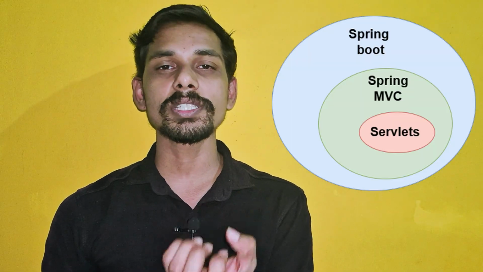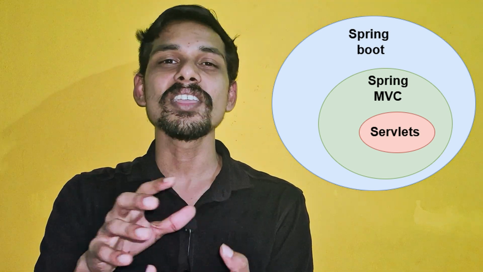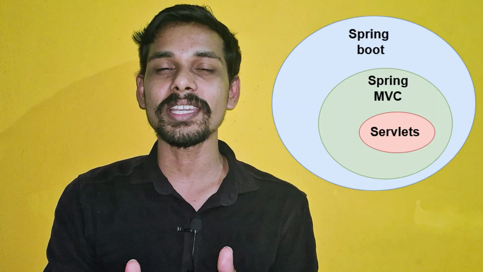I will give you a simple overview. The first technology was servlet. On the servlet, they formed a layer called Spring MVC. On Spring MVC, they formed another layer called Spring Boot. Simple, right? I will give you a small example to understand these three.